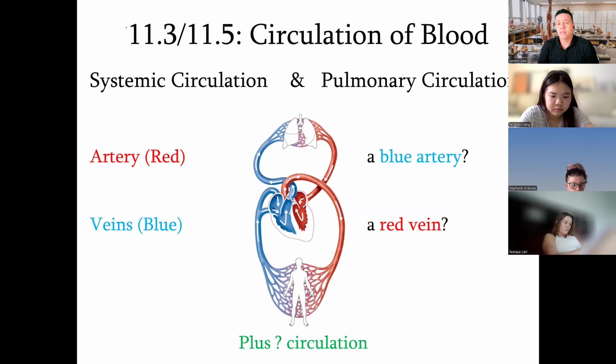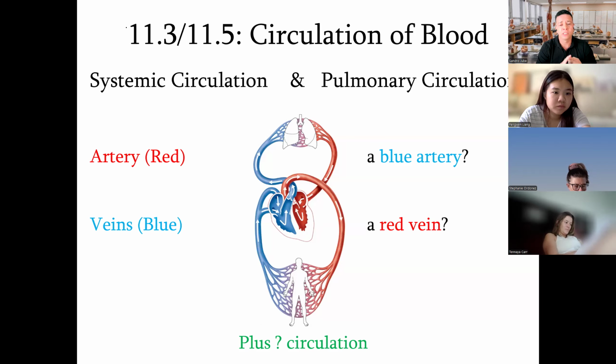Now, we do have a different circulation of blood. We don't have just one type. We have several different types. I'm going to talk about 3 of them right now. We have what we call systemic circulation, pulmonary circulation, and coronary circulation.